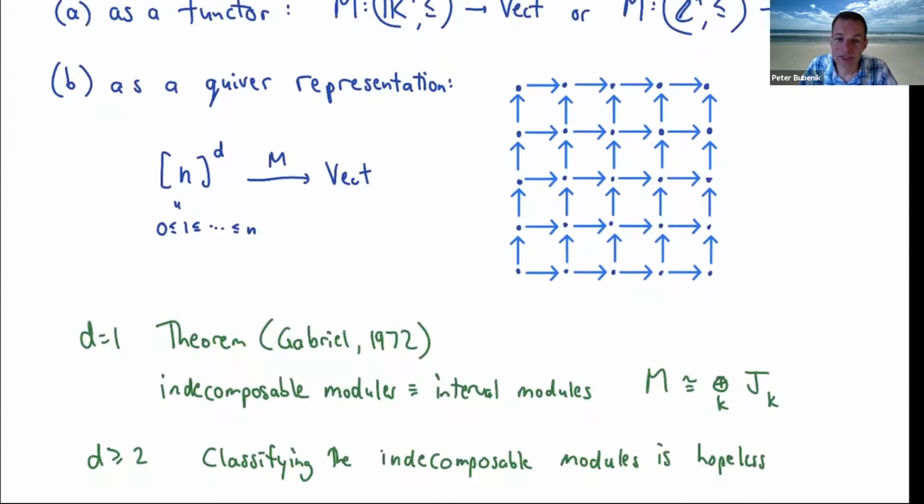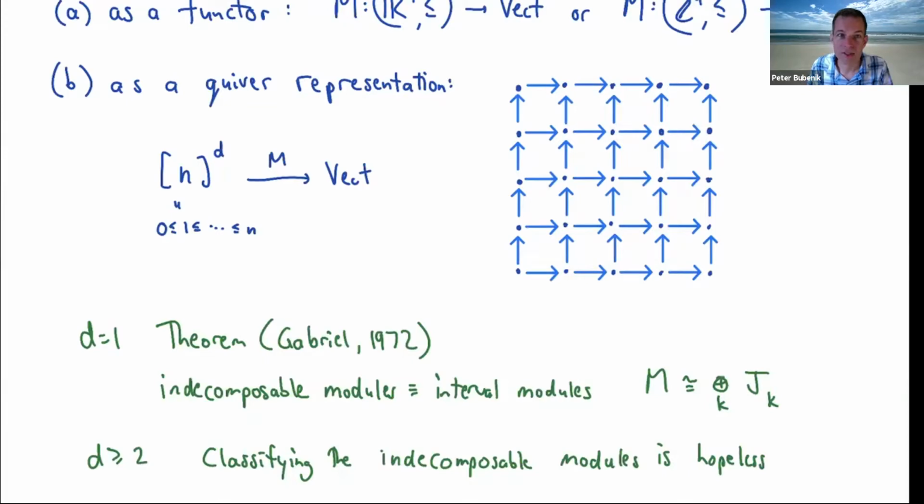And in particular, once we get to d equals 2, classifying the indecomposables, which we might naively want to do, is hopeless. And this is a theorem. So to state this as a theorem requires a bit more care. But the essential idea is that if you take one of these quivers like this one at the right here, if you were able to write down all of the indecomposable modules of this quiver, then you could write down all of the indecomposable modules of any quiver. All right, so there's a theorem that tells us that.